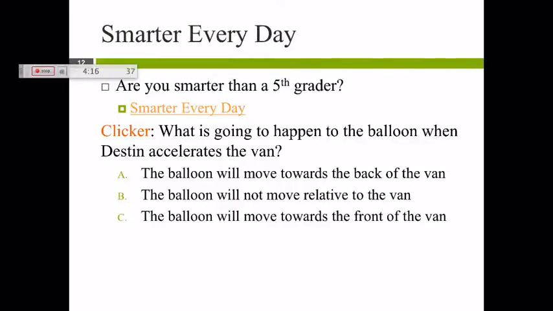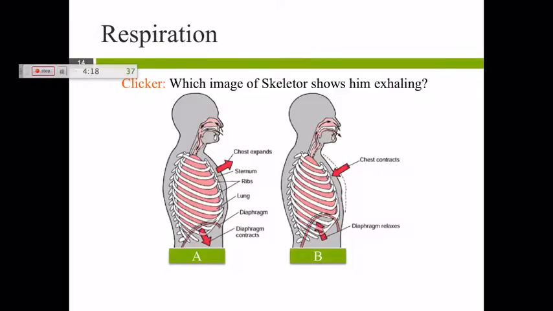So we're trying to get you guys to really have this molecular view of gases and to be able to make predictions based off of that. So let's do our last little bit here, which is about ventilation.